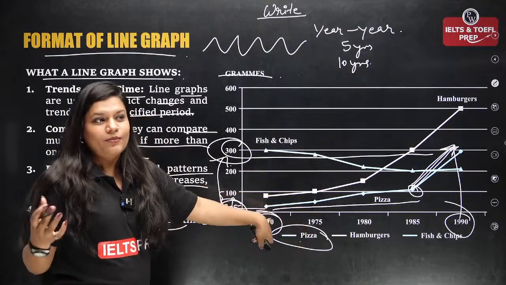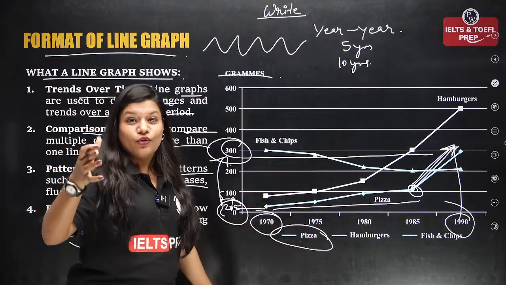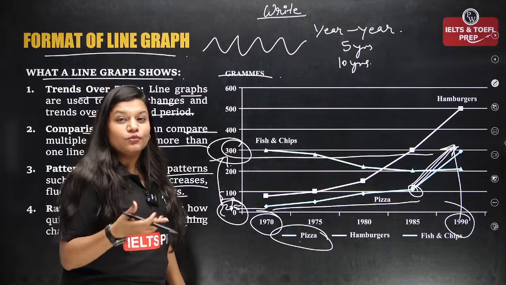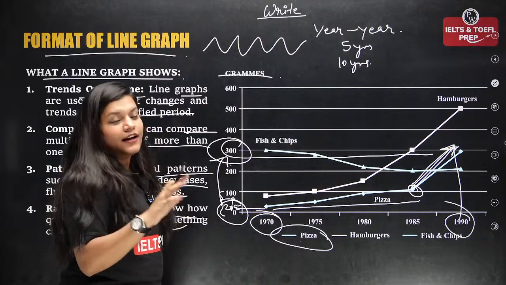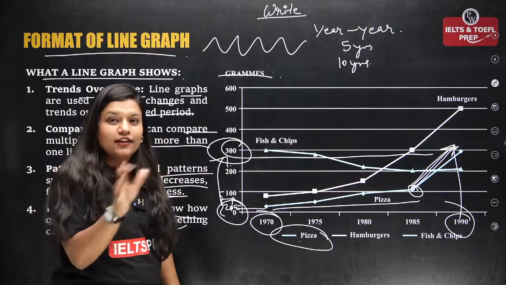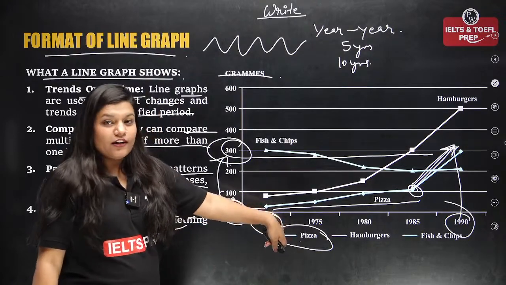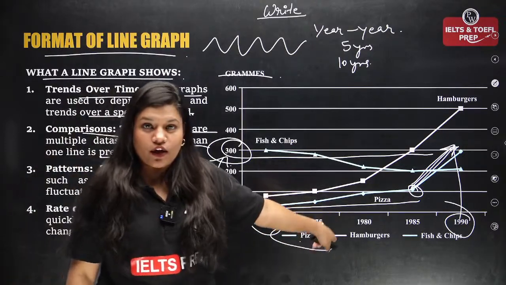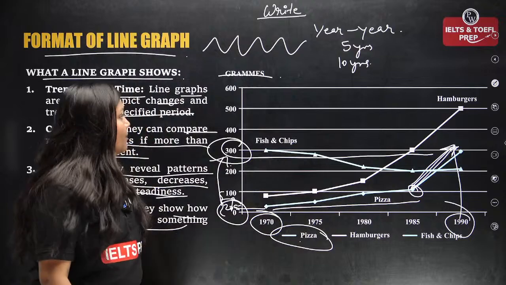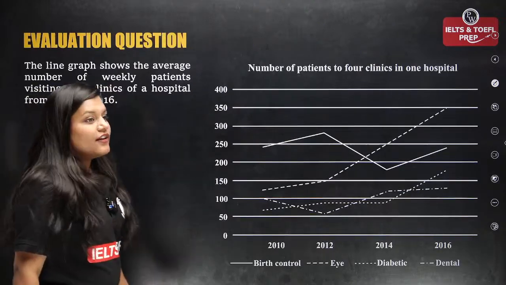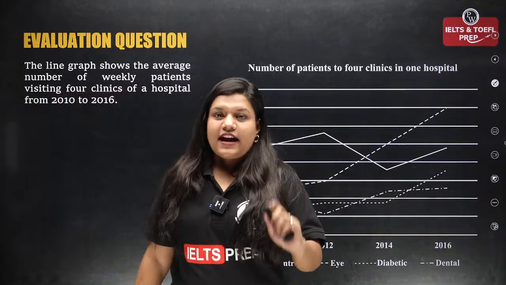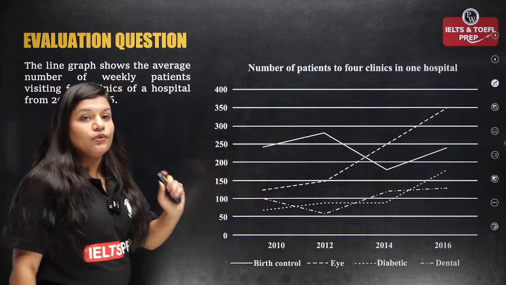We cannot assume. Again, I have told you, don't assume your own answers, and don't assume your own opinions and all that. It has nothing to do with the examiner. It has nothing to do with the band score. Okay. So your band score will be provided according to the data that you are delivering over here, right? Now, let's have an evaluation question. Let's understand what an evaluation question is going to tell us about.